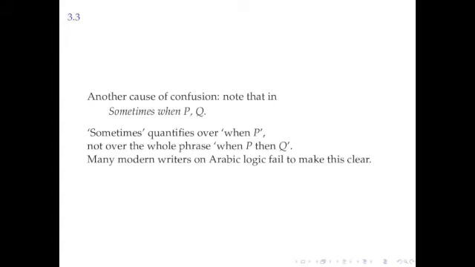There's a different kind of confusion caused by existential affirmative recombinant hypothetical sentences like "sometimes when P, Q." Now we saw that "sometimes" quantifies over "when P," not over the whole phrase, "when P then Q." But not all modern writers on Arabic logic make clear what this distinction is, these two different parsings.